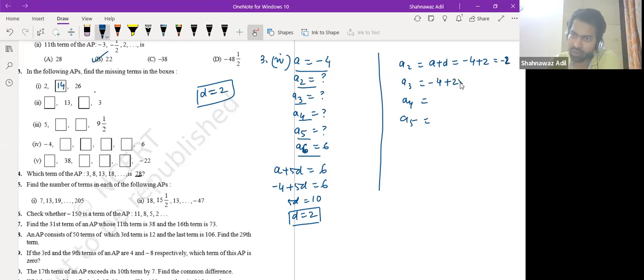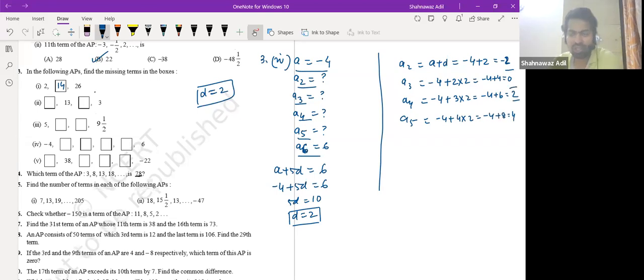And then this one is correct. Minus 4 plus 2 into 2, which is minus 4 plus 4, which is 0. And then minus 4 plus 3 into 2. So minus 4 plus 6, which is 2. And then minus 4 plus 4 into 2. So minus 4 plus 8, which is 4. Good. So these would be the answers.